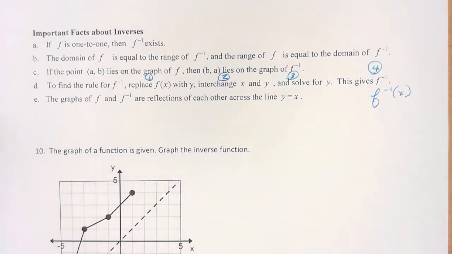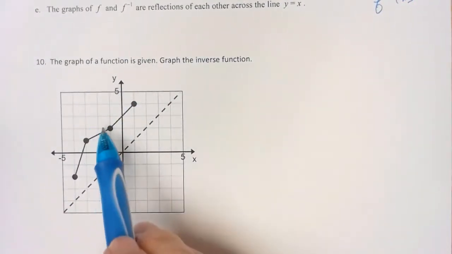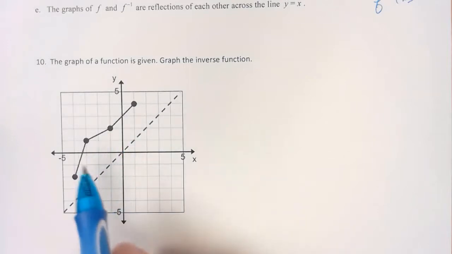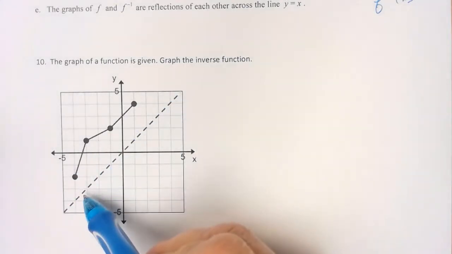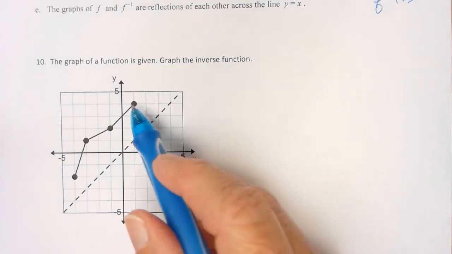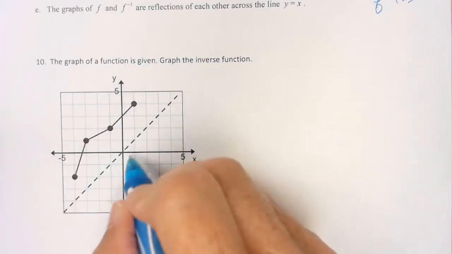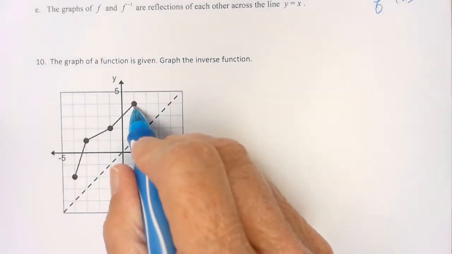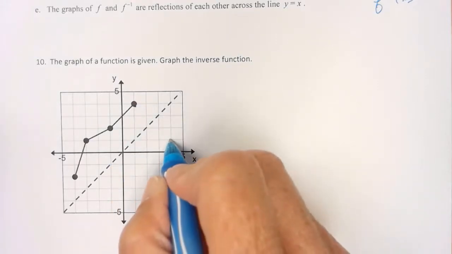Now the graphs of f and f inverse are reflections of each other across the line y equals x. So in this particular problem, the graph of a function is given and they want us to graph the inverse function. This is that line y equals x. One of the easiest ways to do this is to get the coordinates, interchange, and then graph that. So this point here is (1, 4). Interchanging that would give me (4, 1).